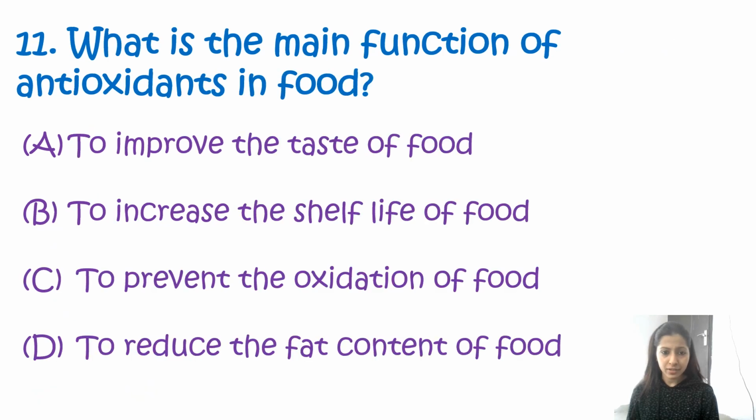Question number 11. What is the main function of antioxidants in food? Option A, to improve the taste of food; to increase the shelf life of the food; to prevent the oxidation of food; or to reduce the fat content of food. Actually, here two options could be correct, as we have discussed earlier that antioxidants are used to prevent the oxidation of food as well as to increase its shelf life. Since it is asking the main function of antioxidants, antioxidants actually prevent the oxidation of food. So here the correct option will be option number C.